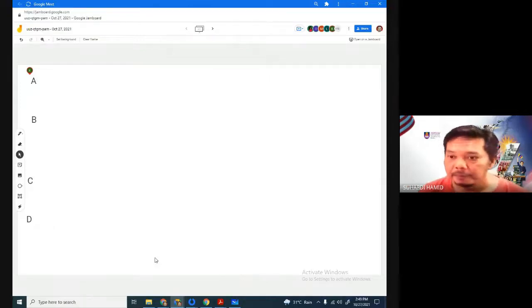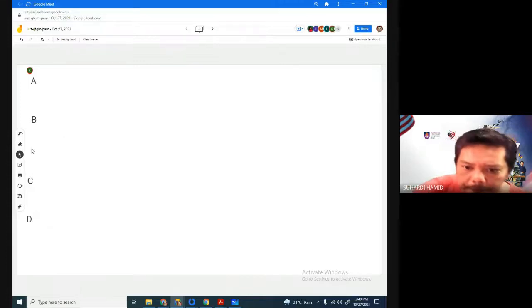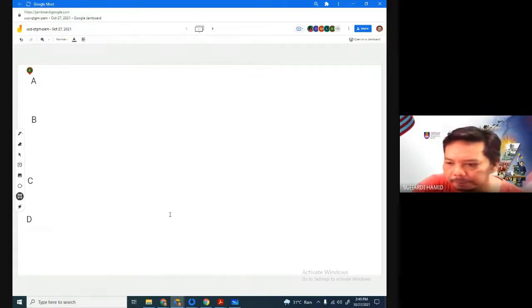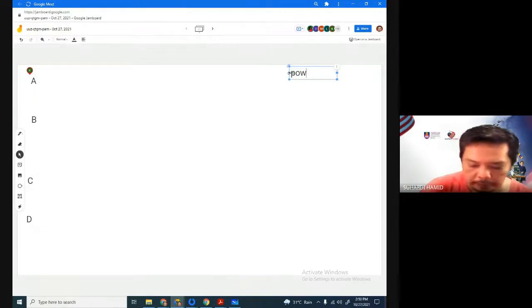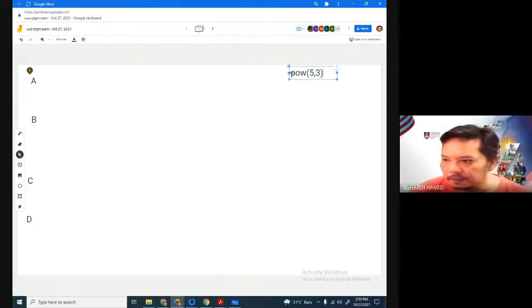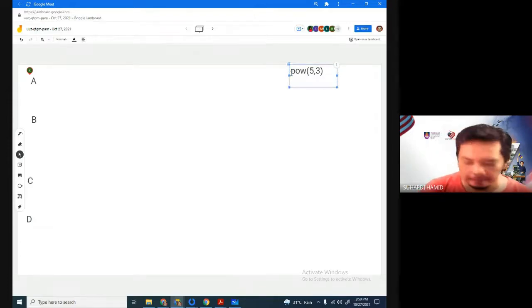By the way, for power, that's how you do power. POW bracket 5 comma 3. That means 5 to the power of 3. And SQRT 9 will find the square root of 9.